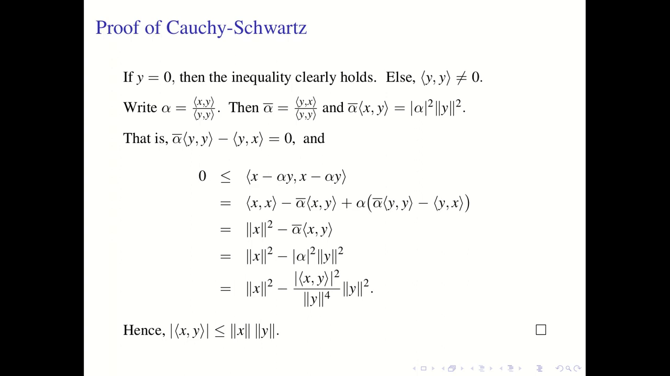Now look at this vector x minus alpha y. x minus alpha y is a vector in Fn. Therefore its inner product with itself is non-negative, that is 0 is less than or equal to inner product x minus alpha y, x minus alpha y. Expand using the properties of inner products, cancel off the 0 term and then simplify. What you get is precisely the Cauchy-Schwarz inequality.